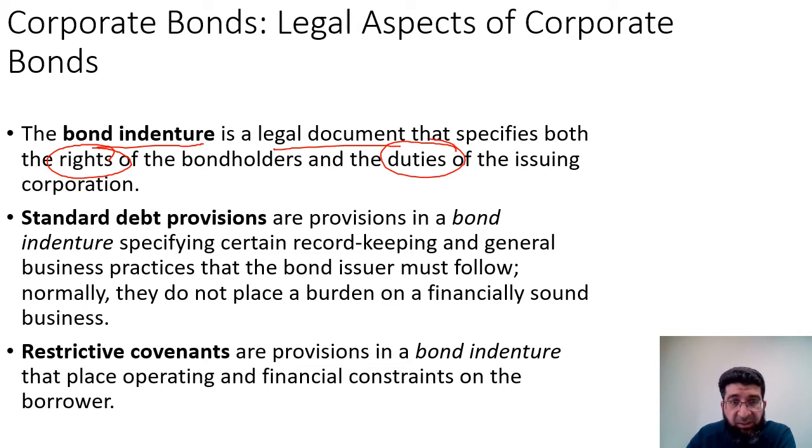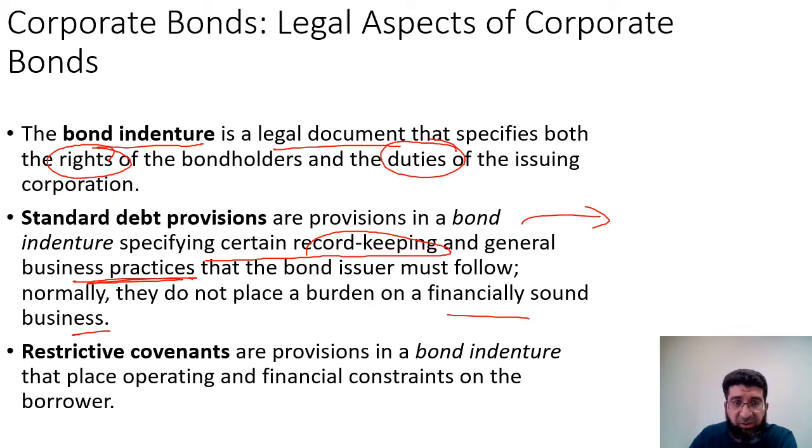Now, what are the standard debt provisions? Let's look at them. These are the provisions in a bond indenture specifying certain record keeping and general business practices that the bond issuer must follow. And normally they do not place a burden on a financially sound business. So these are just the processes and procedures of maintaining bonds and bond records.